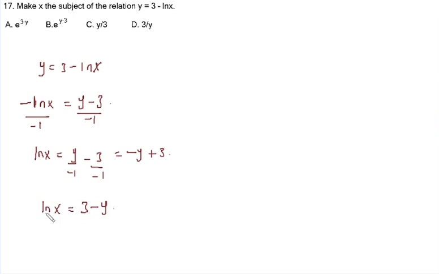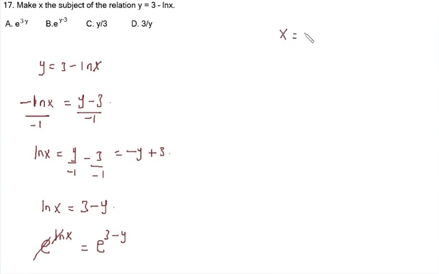To cancel out this ln here, we have to bring in an exponent on both sides. So taking the exponential on both sides, we have exponential ln x is equal to exponential 3 minus y. So ln can cancel out exponential, so that x is equal to exponential 3 minus y. So the answer is A.